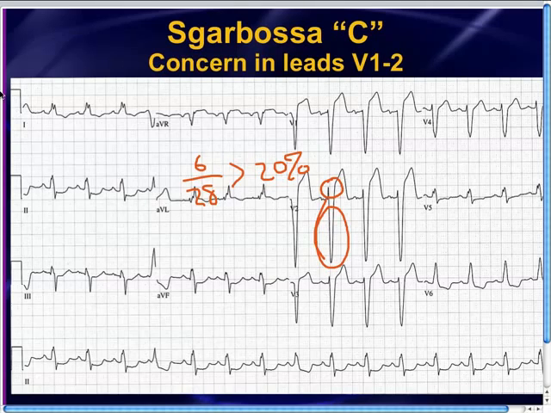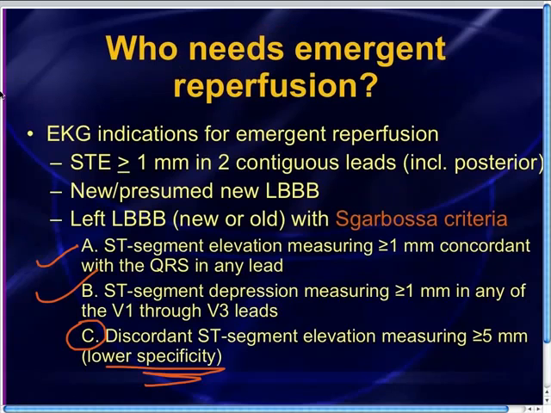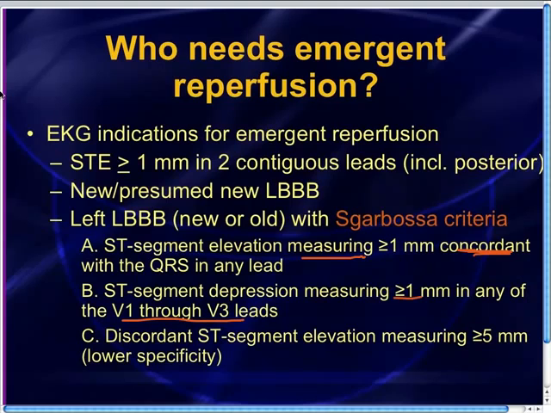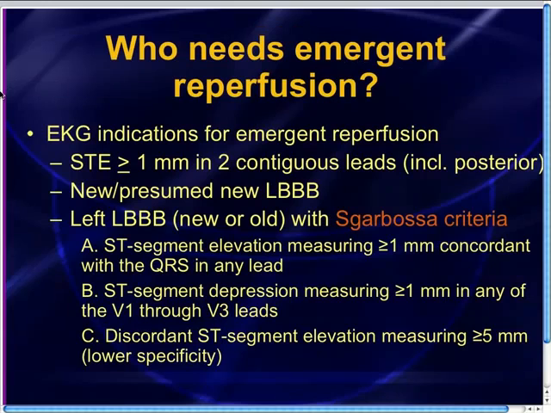But again, the bottom line, let me just go back for a second to the Scarbosa criteria that we should all remember. If somebody has ST elevation greater than a millimeter in the same direction, that's more than 90% accurate. If somebody has ST depression in V1, V2, or V3 of at least a millimeter, that's more than 90% accurate. And then Scarbosa criteria C, not really sure what to do with that just yet. I think perhaps eventually we'll get to using this ratio that I just referred to that Dr. Smith has talked about.